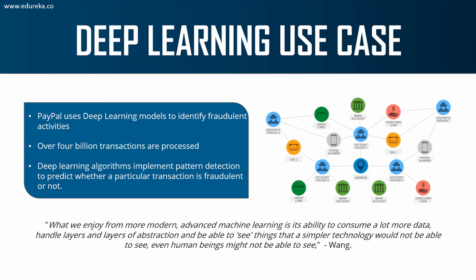The fraud risk manager and the data scientist at PayPal quoted that what we enjoy from more modern advanced machine learning is its ability to consume a lot more data, handle layers and layers of abstraction, and be able to see things that a simpler technology would not be able to see. Even human beings might not be able to see. This is exactly what he quoted.